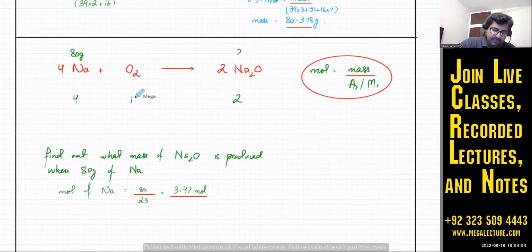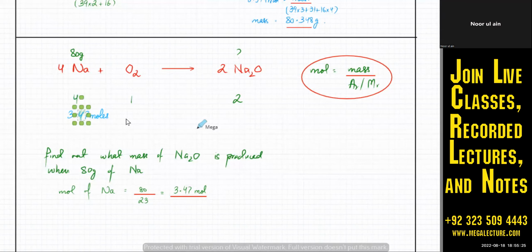So once you have those moles, what do you do with that? You use them in the equation, and you're going to use ratios now. So we're getting 3.47 moles. So I'm going to use ratios now and find out the moles of oxygen and the moles of sodium oxide. So it's a simple ratio. 4 reacts with 1. 3.47 will react with how much?